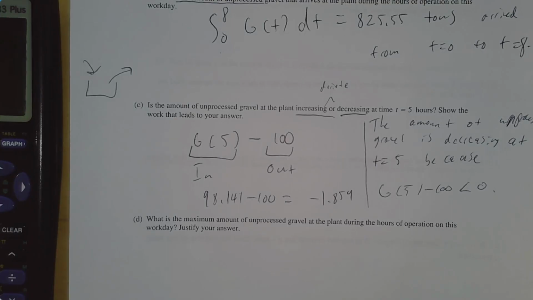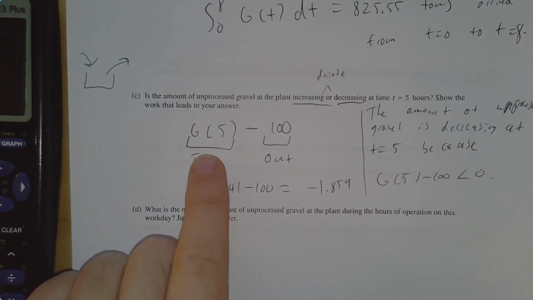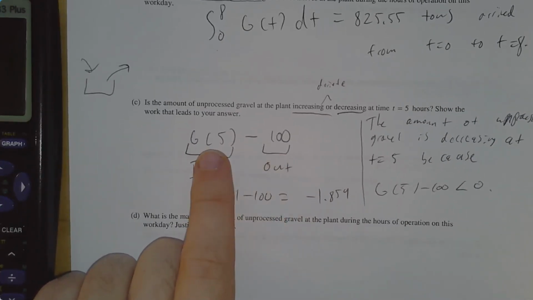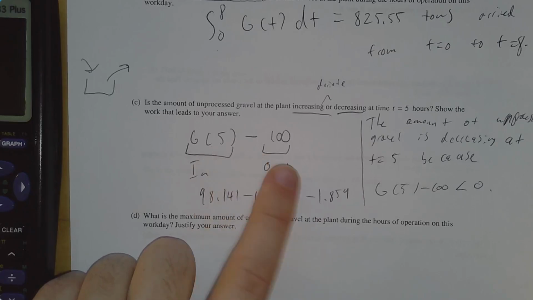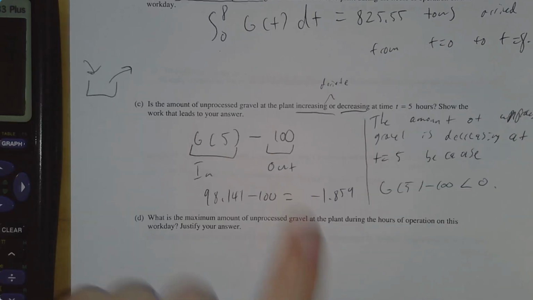And so I think maybe some of you might make the mistake of asking, is the rate at which gravel is entering increasing or decreasing? That's a different question, right? If it's asking, is the rate increasing or decreasing, that's when you would take the derivative of this. But this is just asking, is the amount increasing or decreasing? And that's why it's just this. Does that make sense? I hope that makes sense.